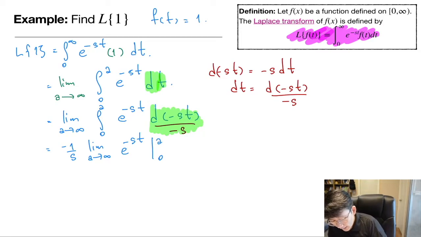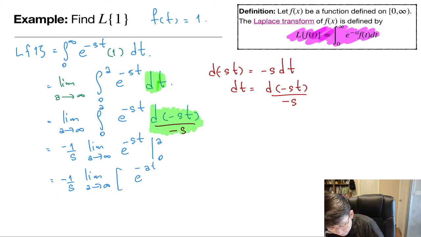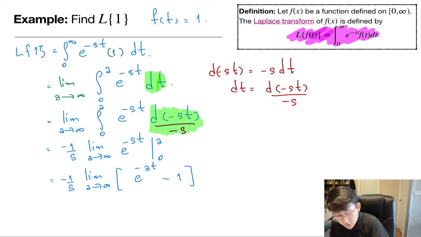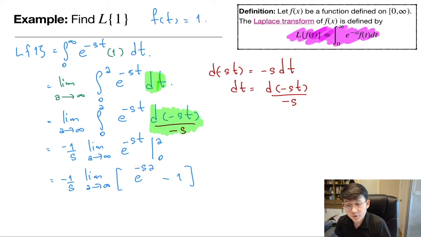Okay, and in that case you have minus 1 over s times the limit as a approaches infinity of e to the minus sa minus 1, right? e to the 0 is 1. So if you let a approach, oops, sorry, my bad. You need to substitute a into t, not s. So it's sa.